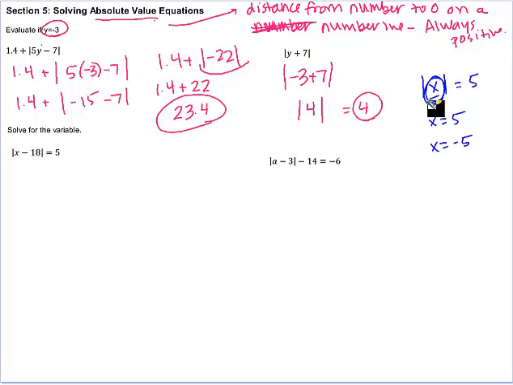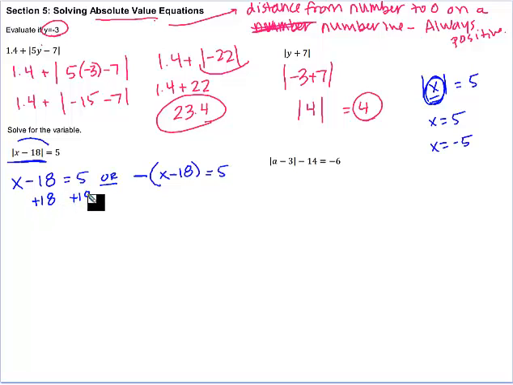So what we're going to do is your first equation, once you have the absolute value isolated, so here the absolute value is isolated, is that in and of itself. So x minus 18 is equal to 5. It's one equation. Your second equation is that value inside the absolute value could be negative. So, or we could have a negative x minus 18 is equal to 5. Now you solve both. So if x minus 18 is equal to 5, you add 18 to both sides. So x is equal to 23.